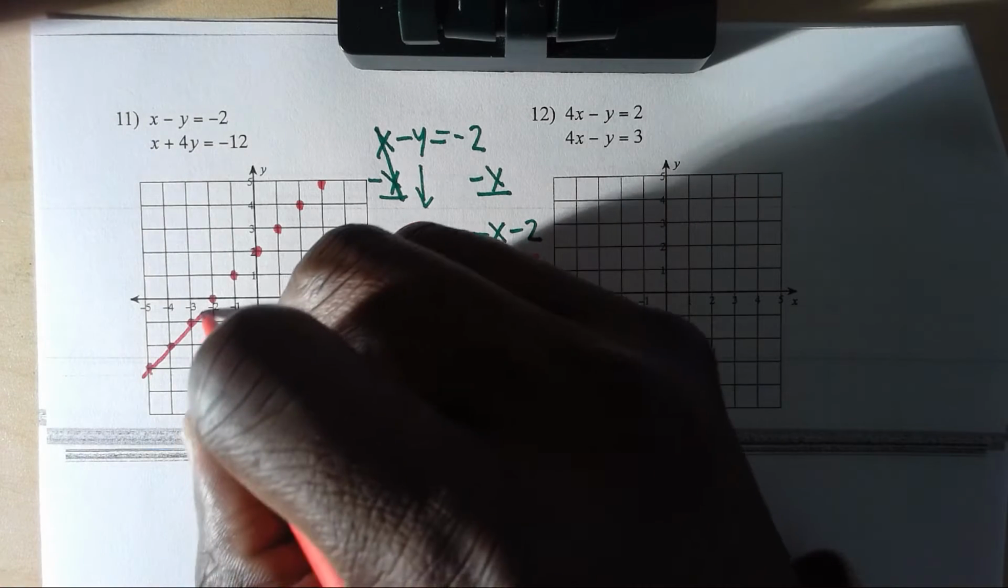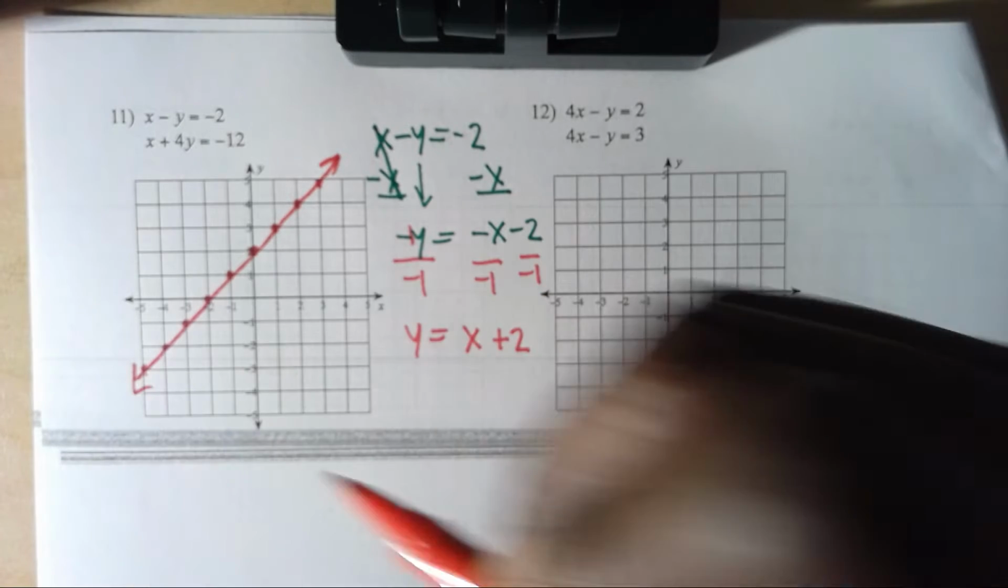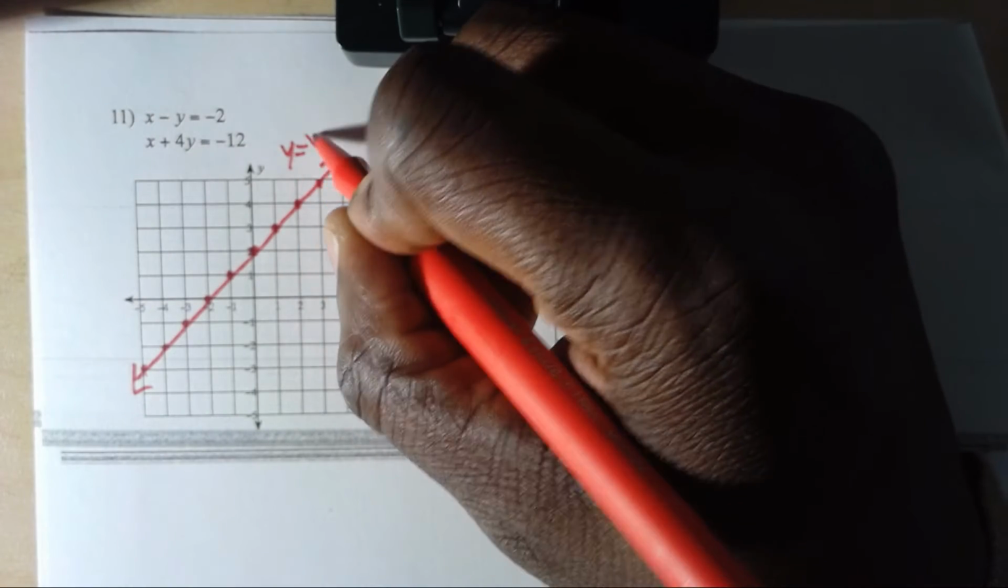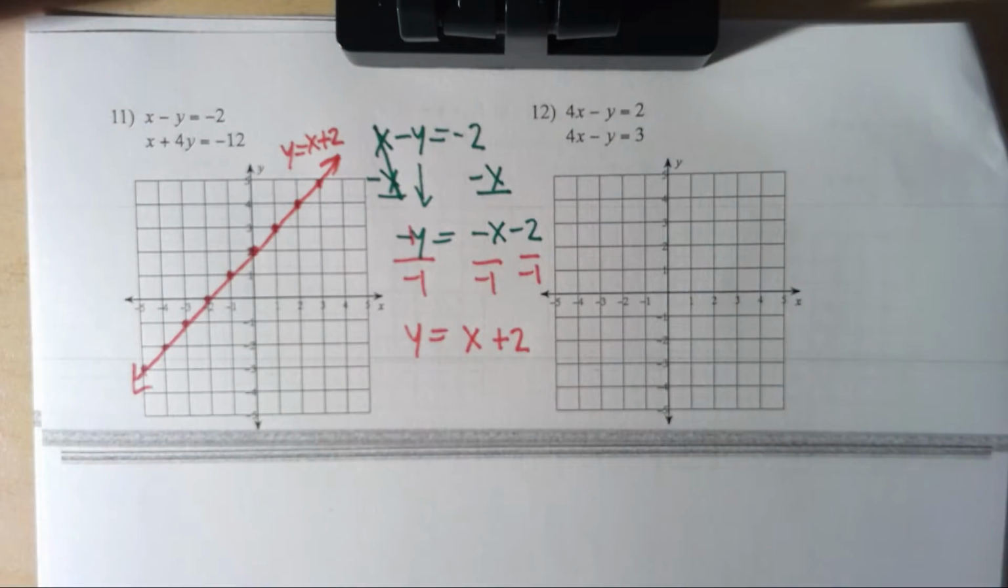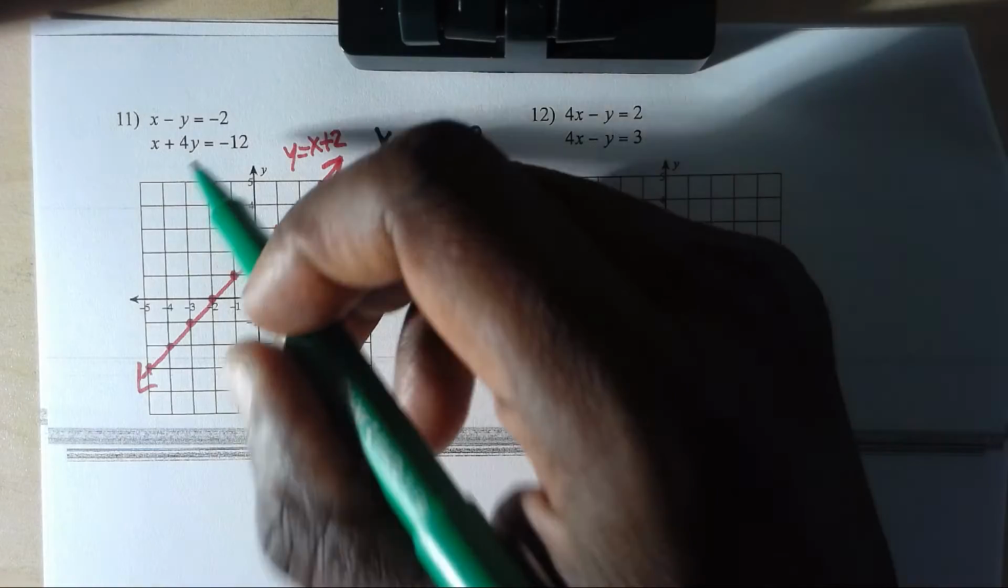You can always just use 2 points and a straight edge. I use as many points as I need to just make sure my line is accurate. So y equals x plus 2. Now we've got to do the same thing with the other line.